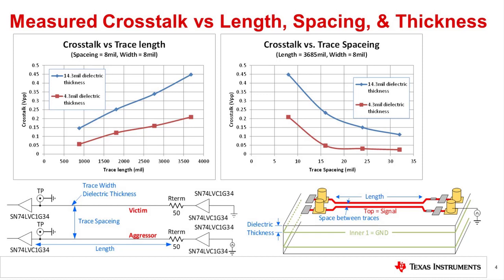Doubling the spacing significantly decreases crosstalk. In fact, for a thin dielectric, increasing the spacing further has little to no impact on crosstalk. The crosstalk for a thicker dielectric continues to decrease all the way to a spacing of 32 mil.